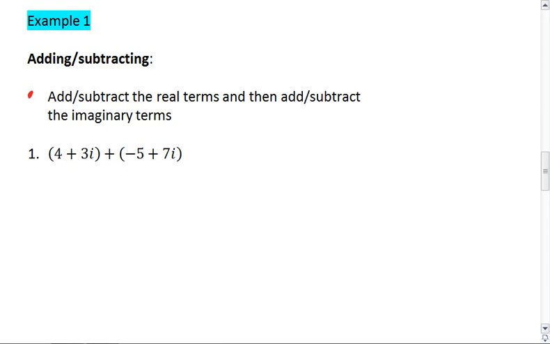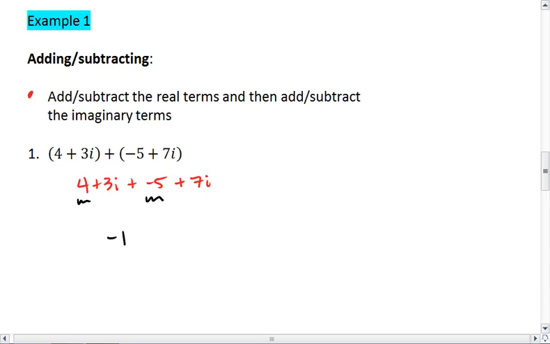In the first problem, we have 4 plus 3i plus negative 5 plus 7i. We combine real terms, giving us negative 1, and then we combine imaginary terms, giving us positive 10i. So the final answer is negative 1 plus 10i.